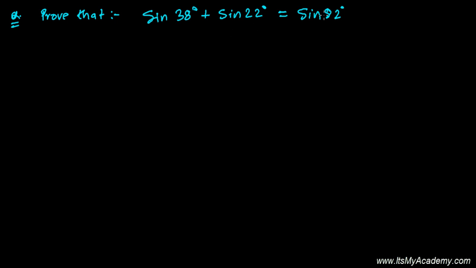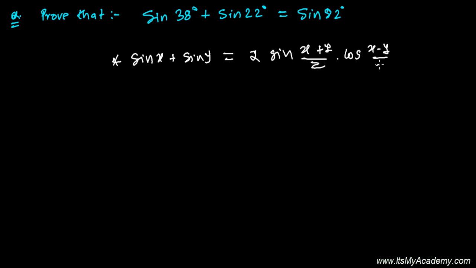Sine 82 you cannot break. You can use the half angle formula, I mean, no method, we can't proceed further. If you solve the left hand side, see here, sine 38 plus sine 22. Let's forget the numbers at the present time. What if we think of this as sine x plus sine y? Then don't you think it's going to be very easy? It's going to be 2 sine of (x plus y) divided by 2 times cosine of (x minus y) divided by 2. All right, so let's use this formula.